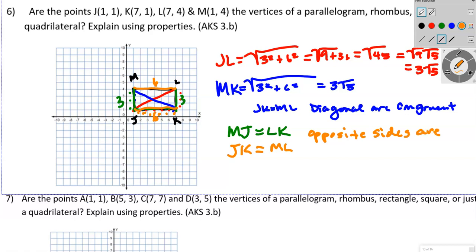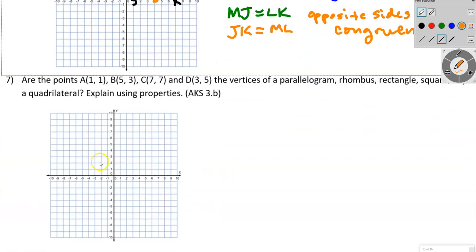Now, it takes both of these conditions for us to say that this is a rectangle. Otherwise, it could also be a square. Down here for number 7, again, going to do the same thing. I'm going to plot the points and come back to you.